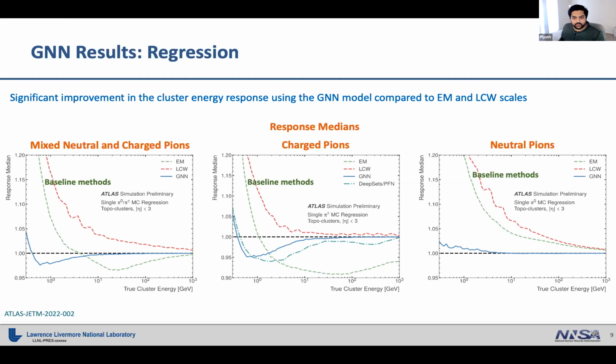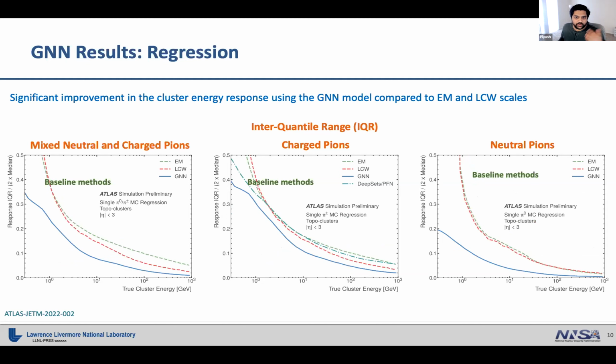And similarly, with the IQR plots, the interquartile range, the spread of the predictions is much tighter in the case of the GNN model outputs. So yeah, that's the final set of results I have.